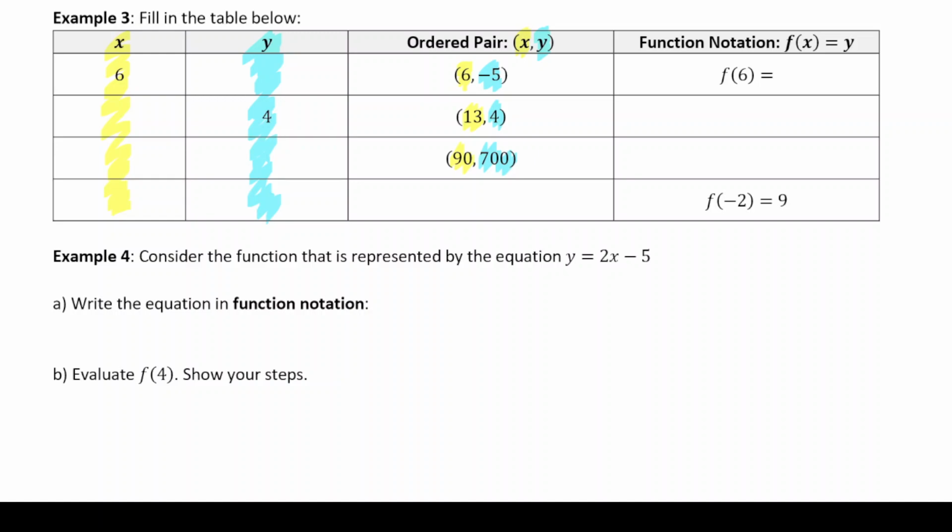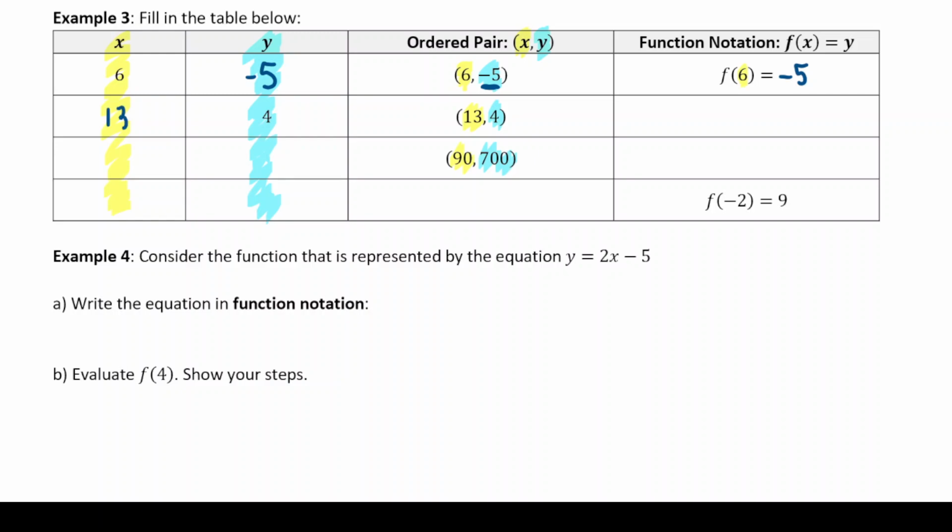Okay. So let's say I have 6 in my ordered pair there. I can tell the y value is -5. In function notation, I would say the function value when I input 6, that's the x value, the output is -5. Okay, so that's how I would write that same point using function notation. Okay, let's do the next one.